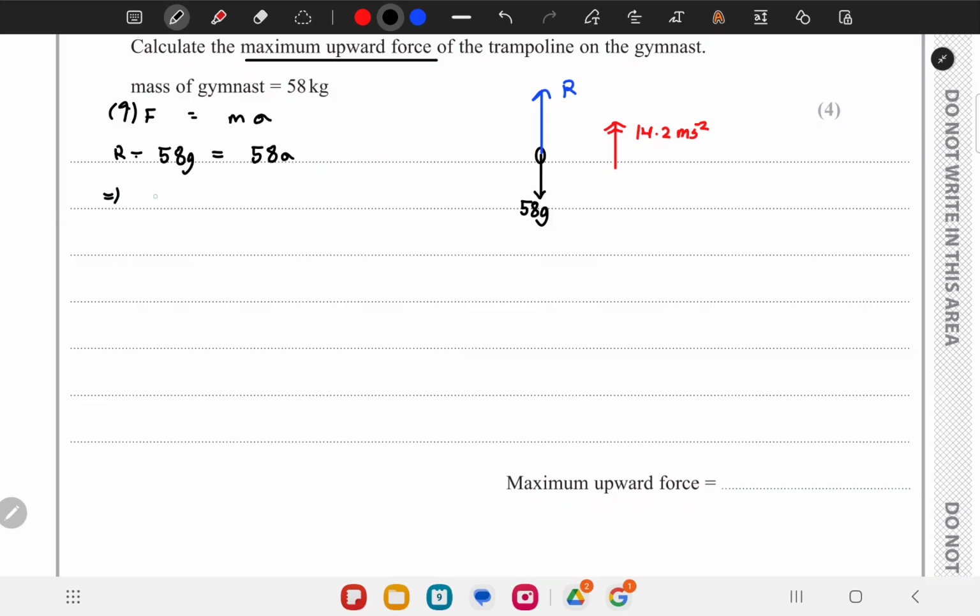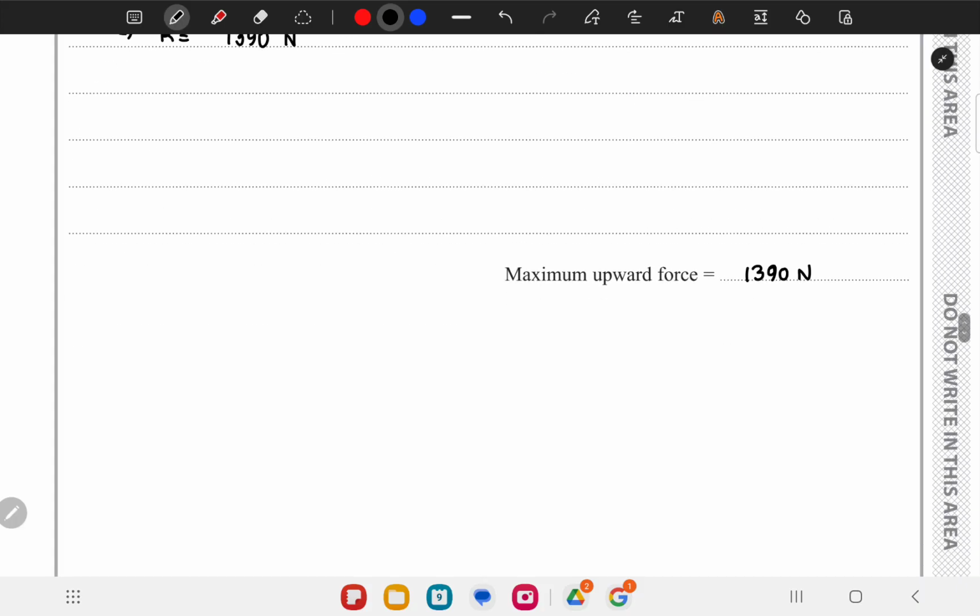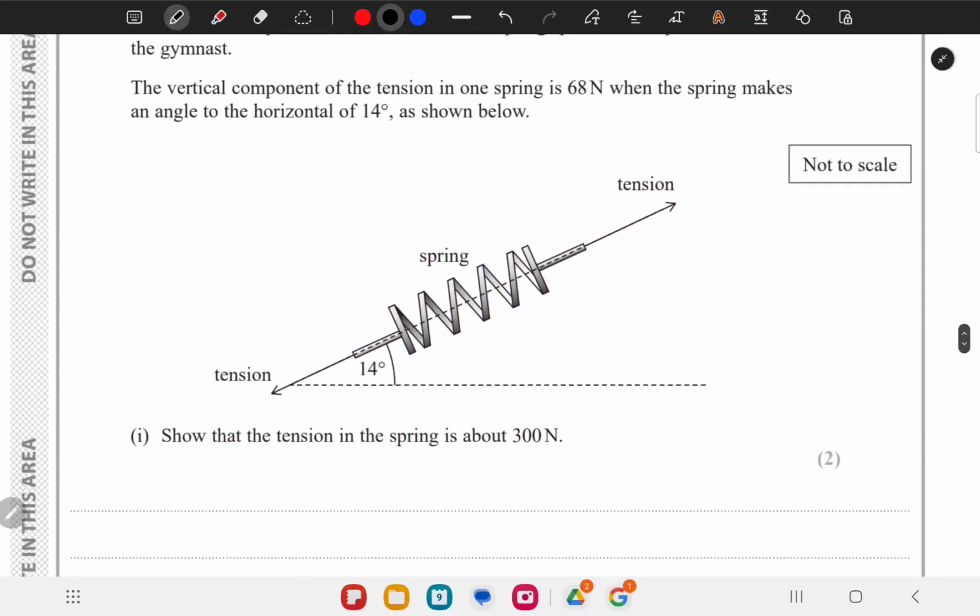From here we'll find the value of R. This will be 58 times A. The value of A is also given to be 14.2. So the value of R comes out to be 1390 newtons. The maximum upward force is 1390 newtons.